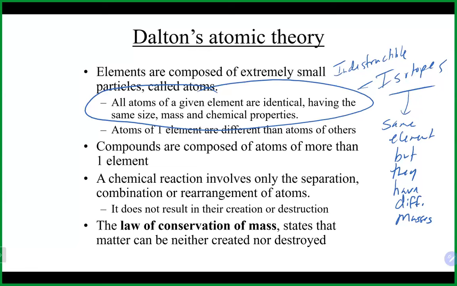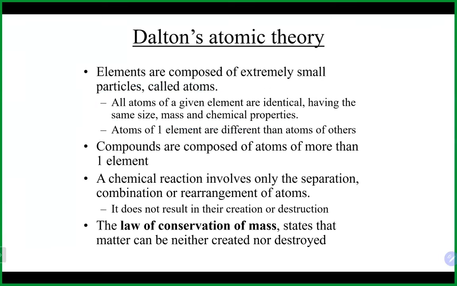But he was correct in the aspect that atoms from different elements are different. So a copper atom will be different than an iron atom. He's also correct that compounds are more than one element together, and also correct again that chemical reactions only involve the rearrangement of those electrons and bonds. Any questions on that? You do need to know the different parts of Dalton's atomic theory, what's correct and what's maybe incorrect. Any questions on that?